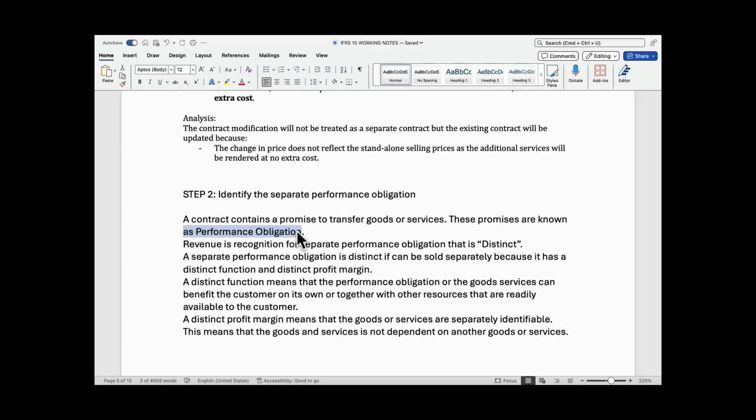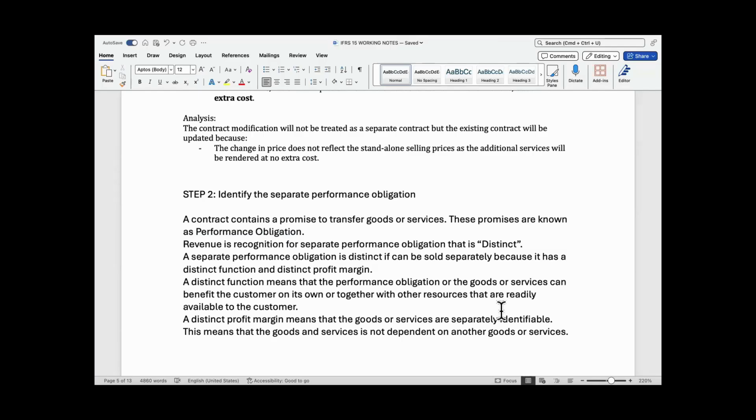So every distinct performance obligation, you need to recognize revenue for separately. And when we say a performance obligation is distinct, it simply means that you can sell those goods or services separately because they have a distinct function and a distinct profit margin. A distinct function means that the goods or services can benefit the customer on their own or together with other resources that are readily available to the customer.